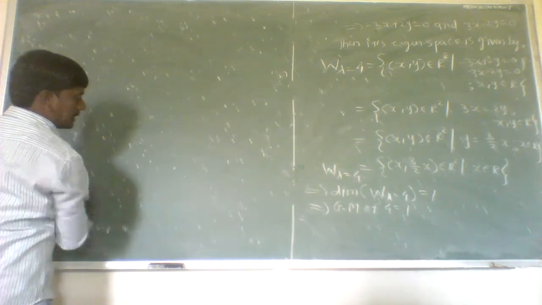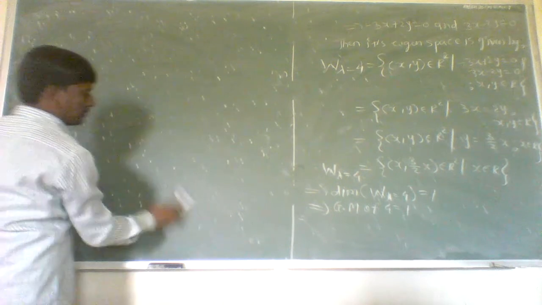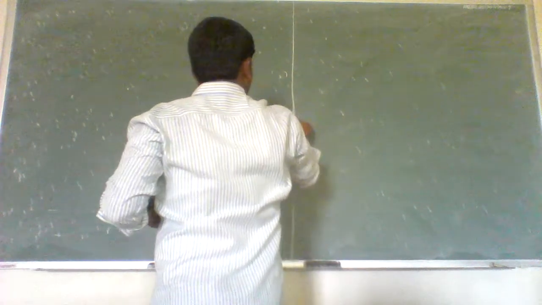Now these concepts, algebraic multiplicity and geometric multiplicity, are actually used to check whether the given matrix is diagonalizable or not. And we'll see now how to find out whether the given matrix is diagonalizable or not. First, diagonalizable operator.